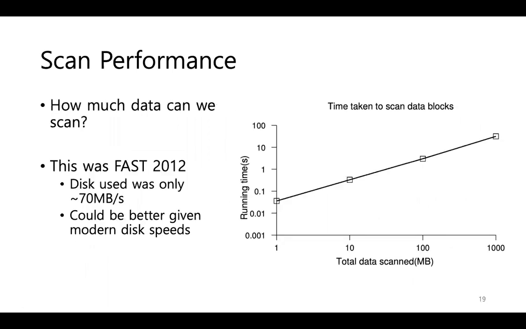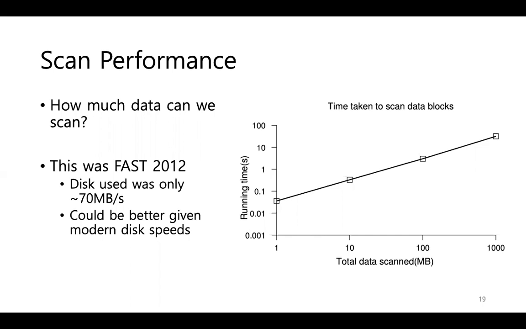Another thing we can look at is how much data can we scan, how quickly with the background scanners. So on the graph on the right here, we have the runtime and the time taken to scan the blocks. And it takes quite a while to scan a gigabyte of data in the file system, but this paper was a long time ago. It was in FAST 2012.